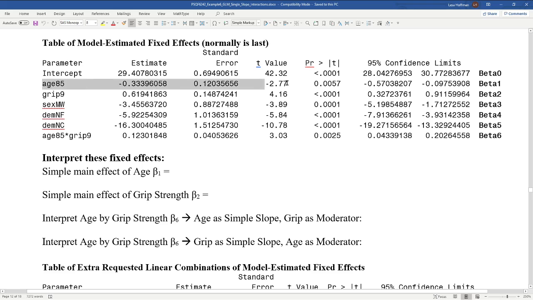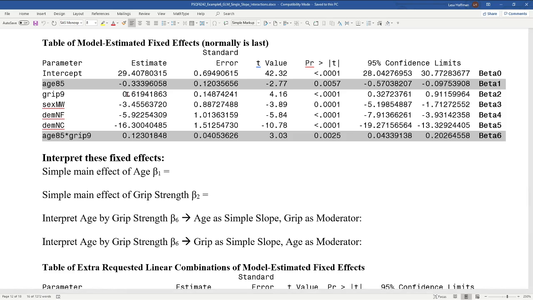So age 85, because it's part of this grip strength interaction, we'll go this way first. This is the simple slope for age, specifically when grip is 0, which given our centering strategy happens for grip strength equals 9. So for people of middle strength levels in this sample, for every year older they are, cognition is predicted to be lower by 0.33, and that is a significant effect. So older ages are associated with lower outcomes for people with grip strength equals 9.